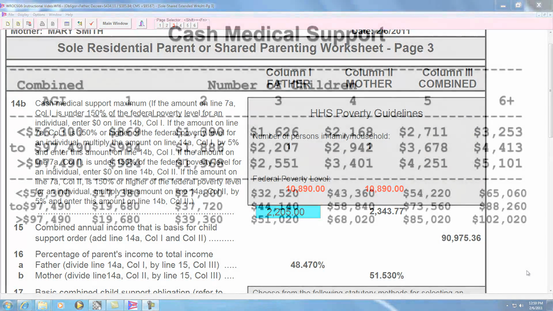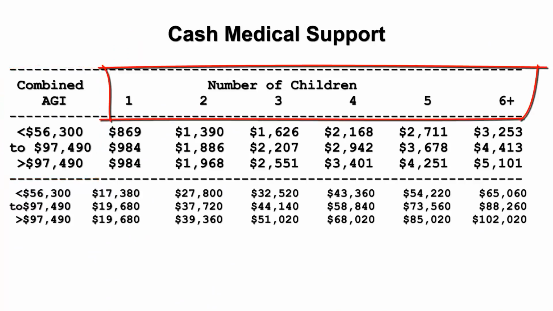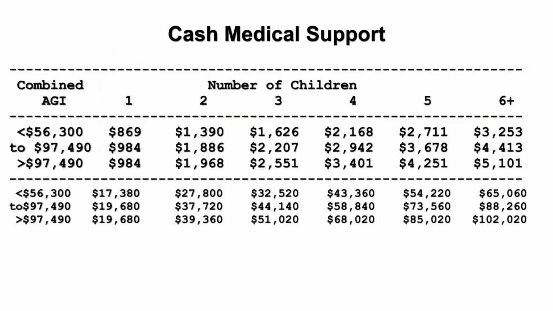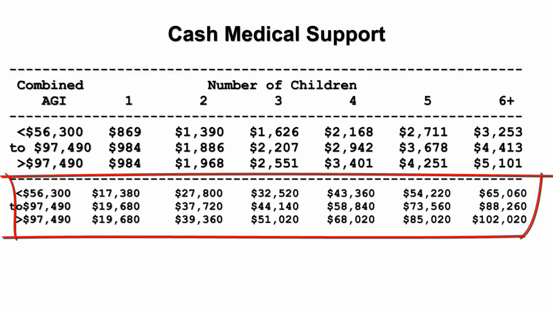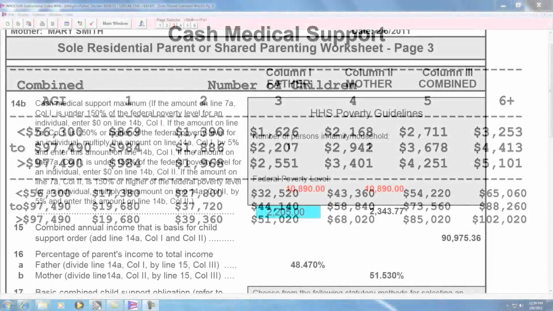Here's the ODJFS table that's used on line 20B of the worksheet to calculate cash medical support. You find the row that matches the combined adjusted gross income, and then look to the column for the number of children. Now, if 5% of the AGI is less than the table amount, the table amount is not used. Instead, the 5% amount is used. In the table that you see on the screen, below the horizontal dividing line, you see the corresponding AGIs. It's showing you the AGIs below which the table amounts are not used.